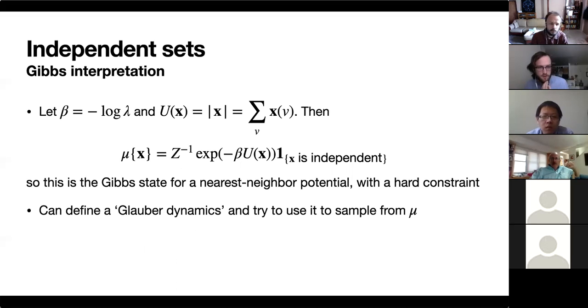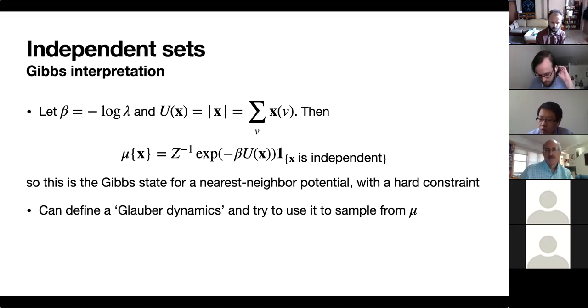Okay, so we can write it in a form which, aside from this indicator function, is a Gibbs measure, right? So we can define a temperature to be minus log lambda. We can define an energy, which is the size of the set. And then mu from the last slide can be just written in this form. So it's a nearest neighbor potential with a hard constraint, but the hard constraint itself is actually a nearest neighbor constraint. So that's not too bad. The potential itself doesn't have anything to do with the neighbors, it's just individual spins.